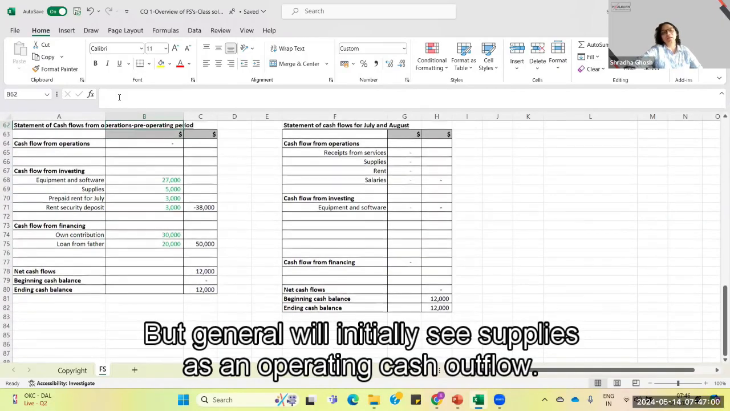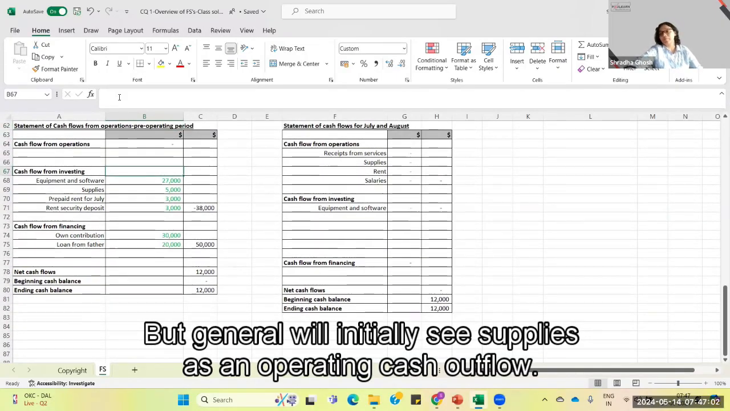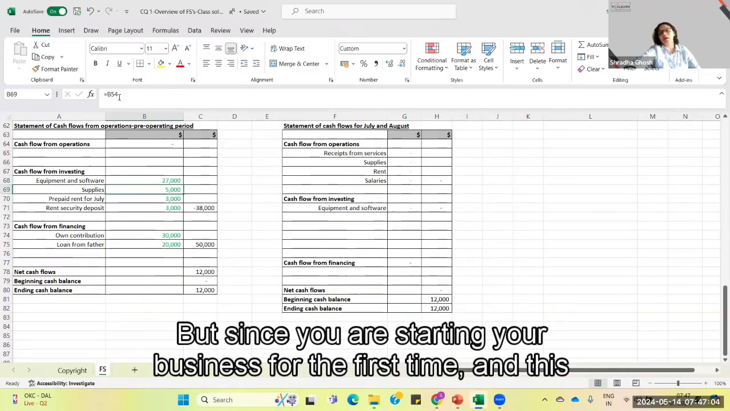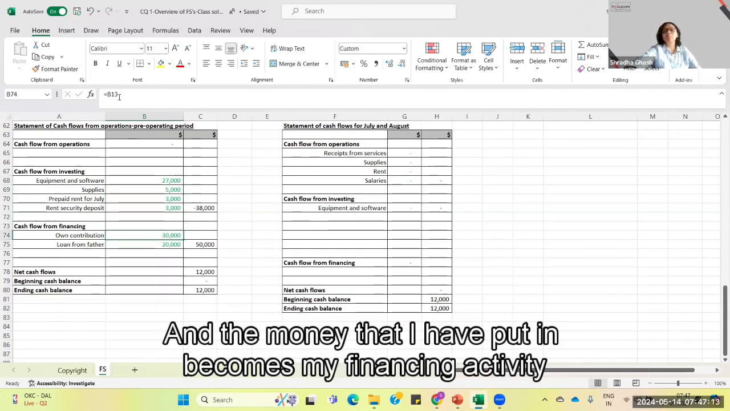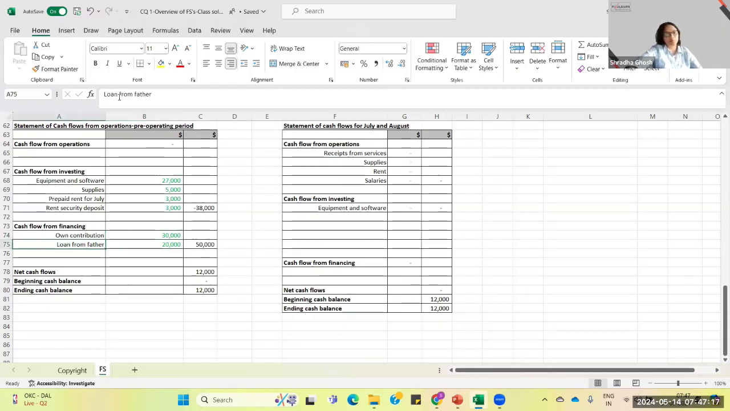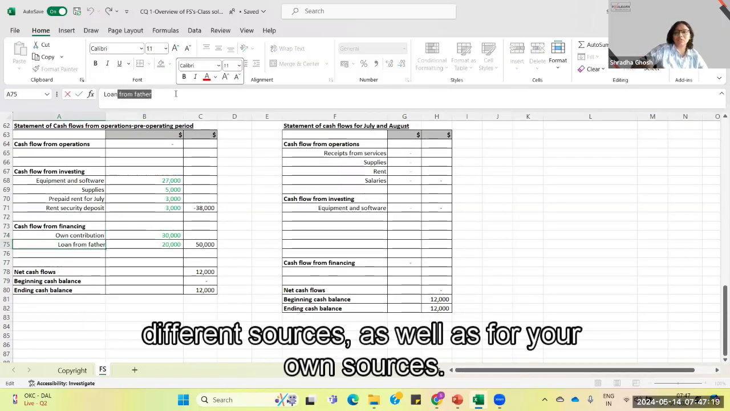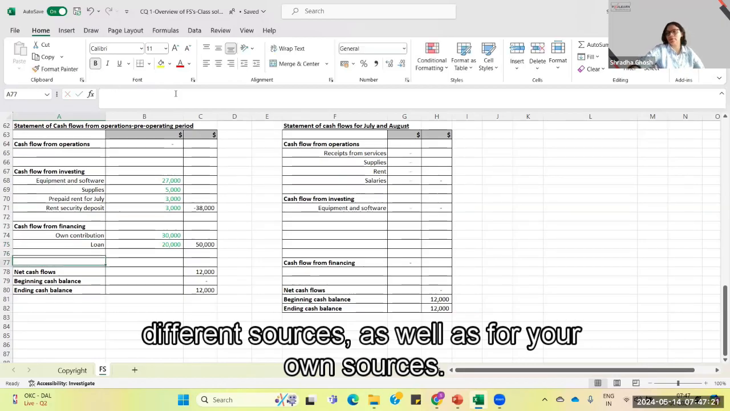But general rule initially, supplies is an operating cash outflow. But since you're starting your business for the first time, I have put everything that I have done in investing activity. And the money that I have put in becomes my financing activity, from different sources as well as your own sources. Okay.